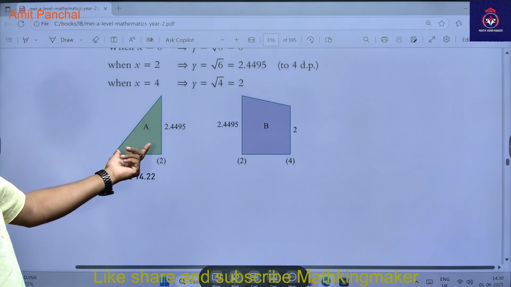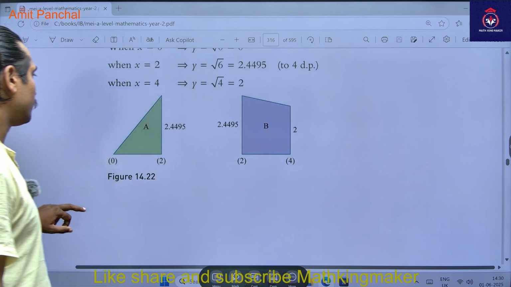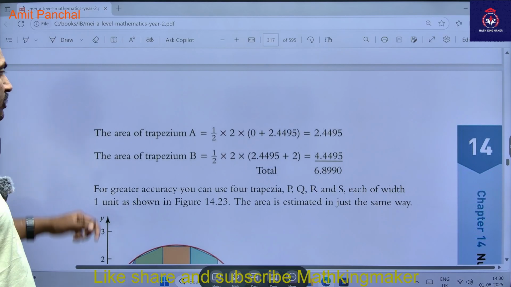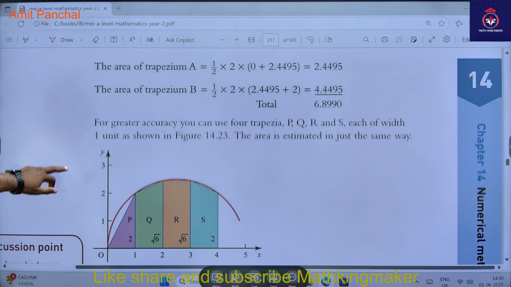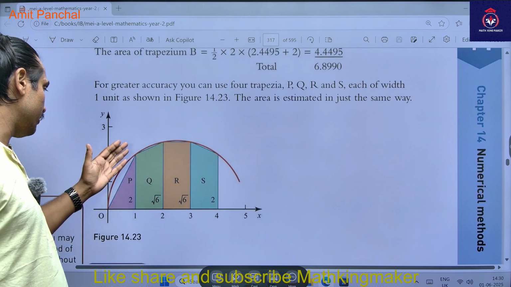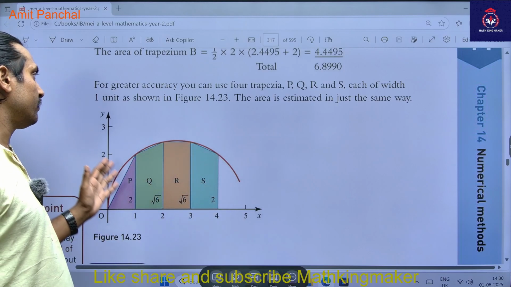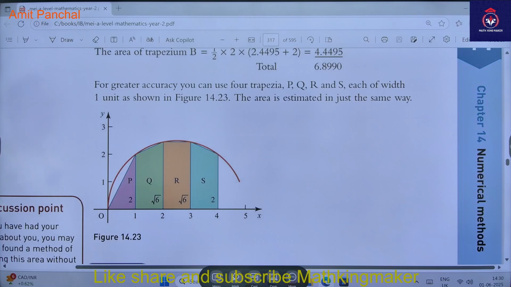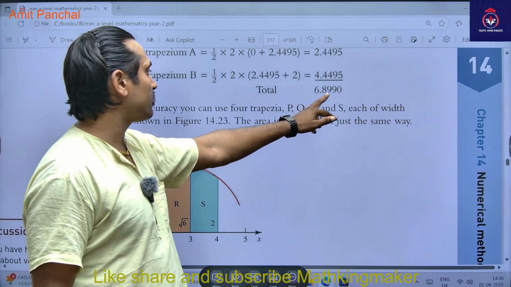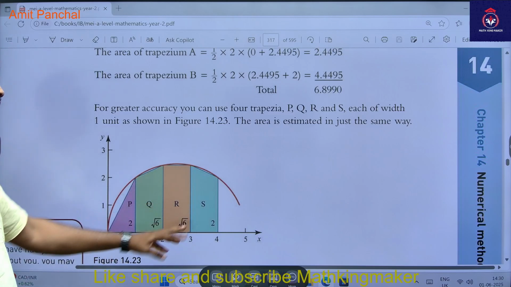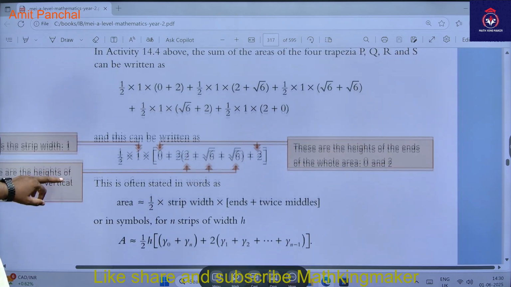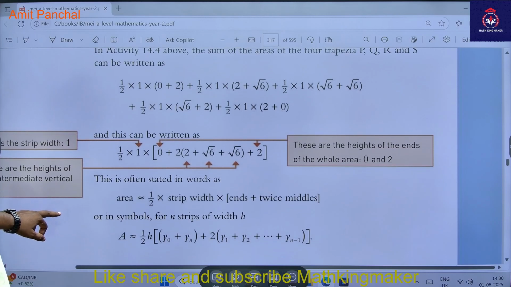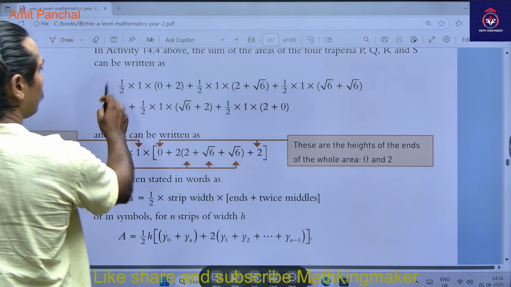As we have found the area of the triangle and the area of the trapezium, you can add them and find its area, 6.8990. For greater accuracy, you can use 4 trapeziums. If you increase the number of trapeziums, then your accuracy will be increased. So earlier you can see the area was 6.8990, but if you have divided into 4 parts, then its area will be this one. If you add it, this will be its entire area.